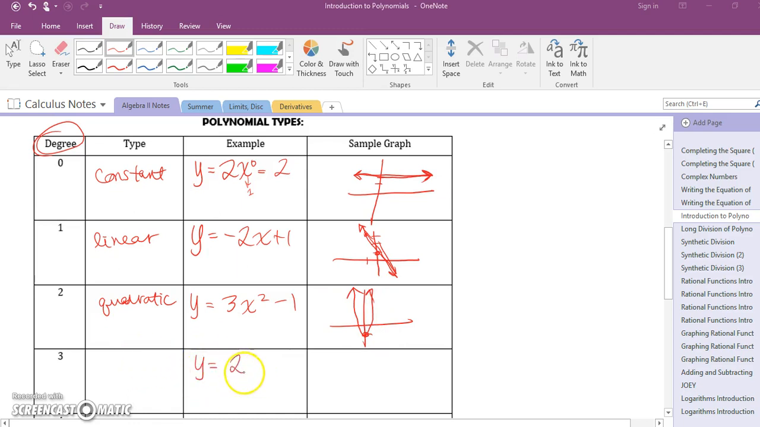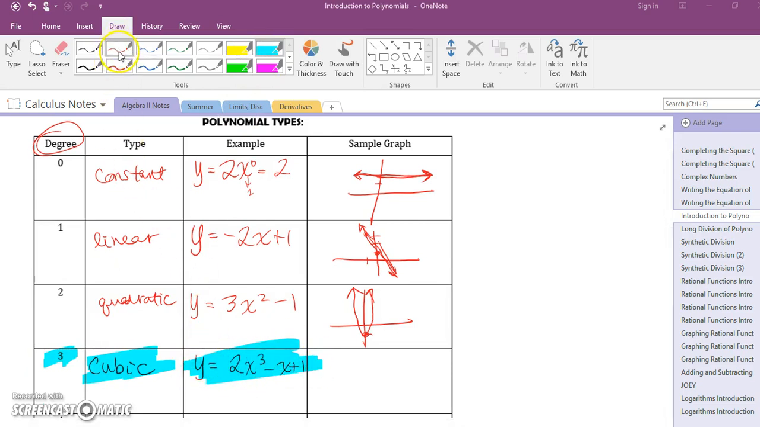How about a degree of 3? Well, let's do 2x cubed minus x plus 1. That works. Now, the name of this is a cubic, which is what the next video is going to focus on, how you graph these. You already know how to factor cubics. We just spent a week practicing that for homework.